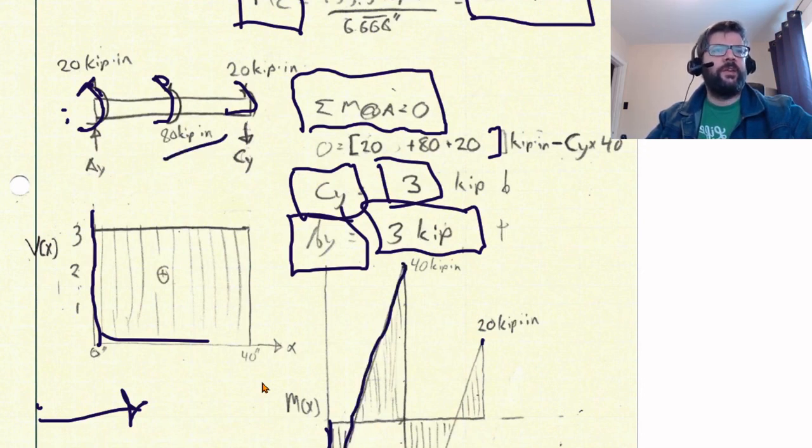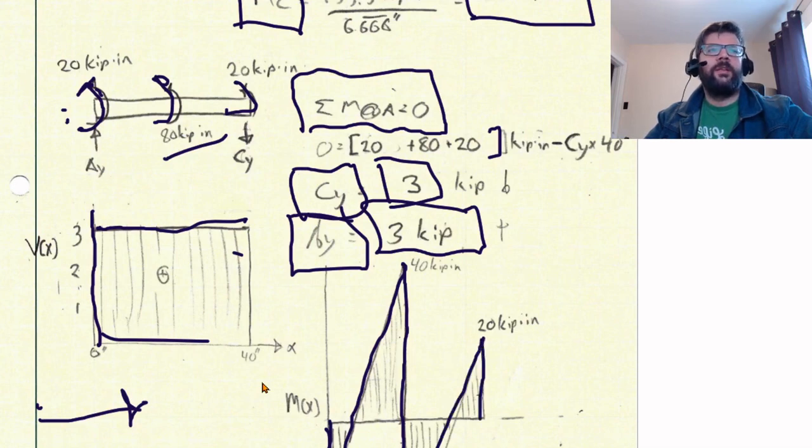So that constant rate is, again, 3 kips. And then we drop down 80, so from 40 to minus 40, and then just continue increasing at that constant rate till we hit 20 kip inches, and then again drop back down to 0 once that final one's applied. And that is about it.